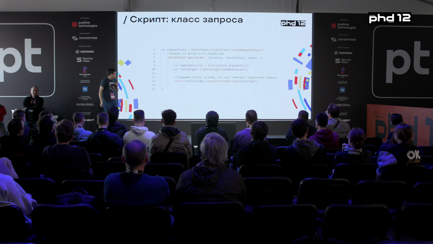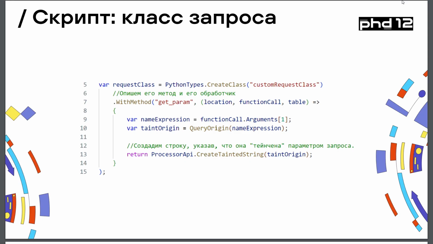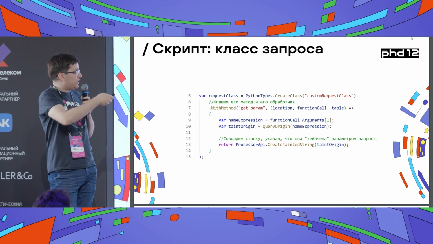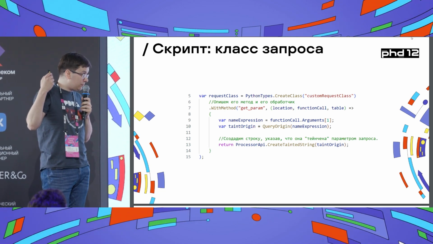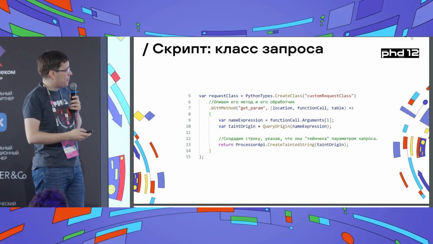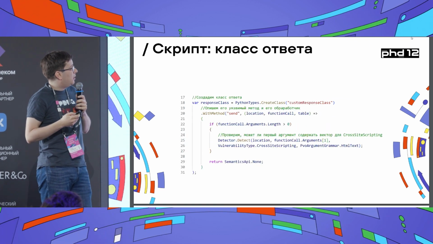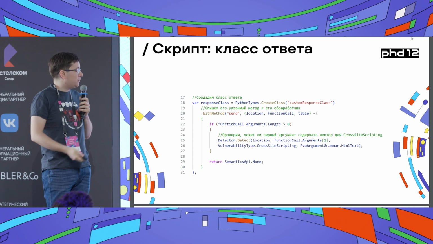So how would this work? We need to describe two classes. We describe the class of query. It has a certain method. The method has a name and what should happen when it's processed. We want to look at the arguments, we want to understand the name of the parameter, and to return the value, marking it that it is derived from a certain parameter. Quite straightforward. The second class, response class.